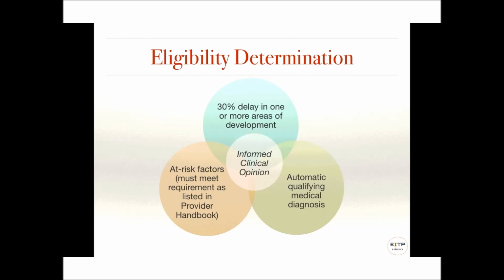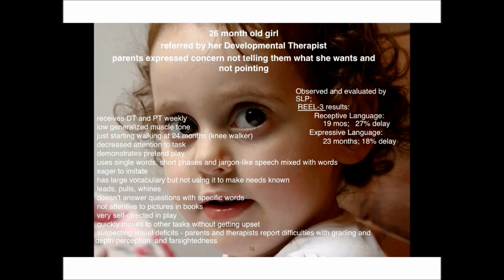Another way is if your testing tool doesn't show the delays or the difficulties that you're observing that you feel are impacting that child, and it doesn't show a 30% delay, then an informed clinical opinion statement needs to be written to support that. Why do you feel this testing tool doesn't show the significant delays? So we're going to go over some case studies. I want you to take just a couple of minutes to look over this information, and then we're going to ask you and see what you think. Is the child eligible, in particular looking at those speech and language results?